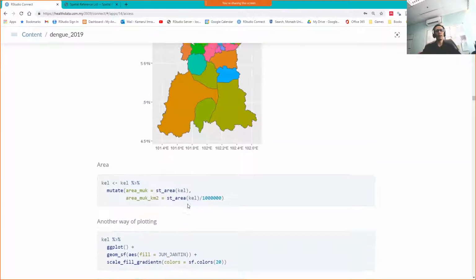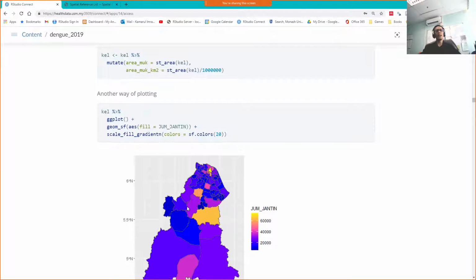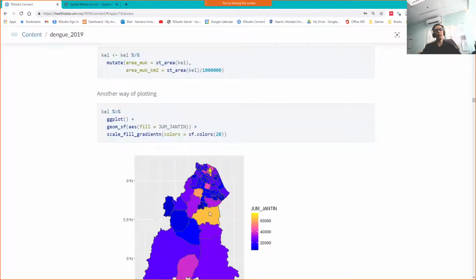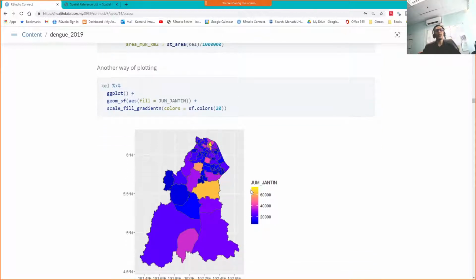In the data set there is also the population count for each of the polygons. Then I can also plot the choropleth based on the density of the population. If you look here, this is I think Kota Baru. But there is one here that I think is very dense. This is I think near Wakaf Che Yeh if I'm not mistaken. Lots of people here.